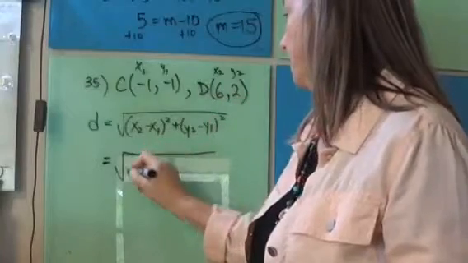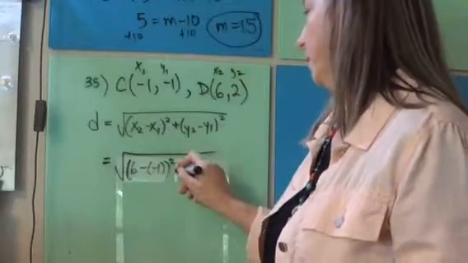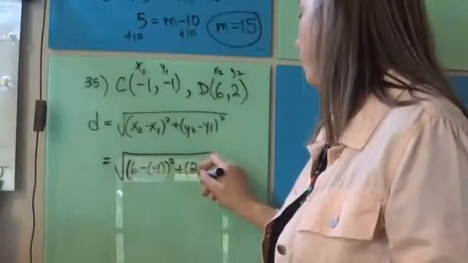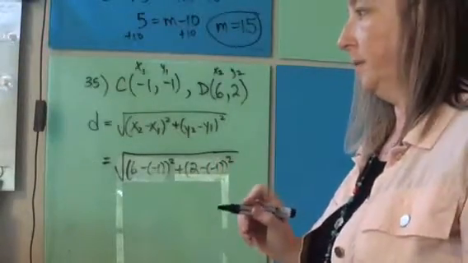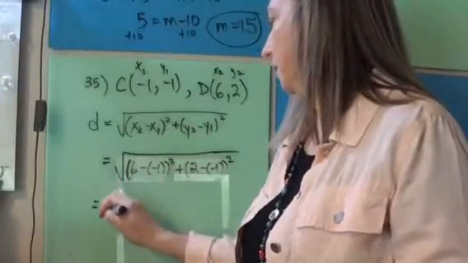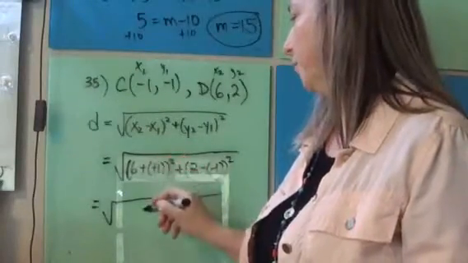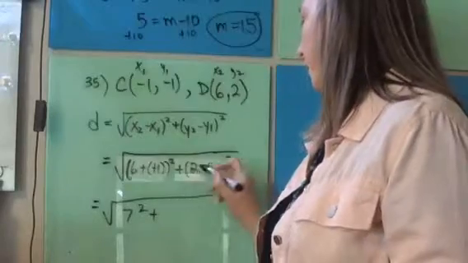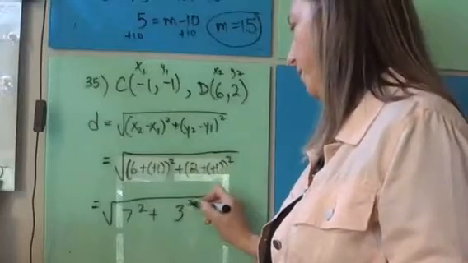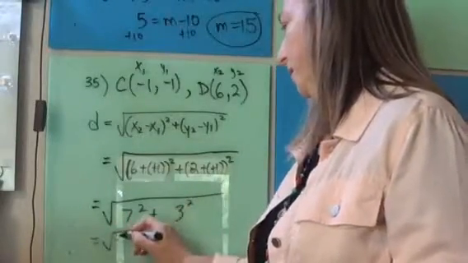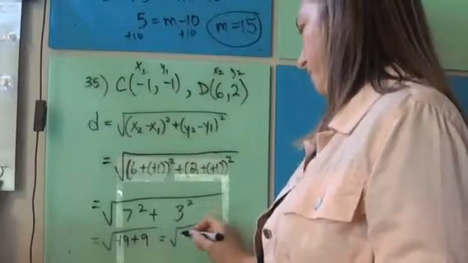So this would be 6 minus a negative 1 all squared plus 2 minus a negative 1 all squared. All of that is under the square root. Okay, and so in here, when I have 6 minus a negative 1, I actually change that to 6 plus 1, so that's going to be 7 squared. Plus 2 minus a negative 1 becomes 2 plus a positive 1, so that's 3 squared. That will give me the square root of 49 plus 9, which is the square root of 58.